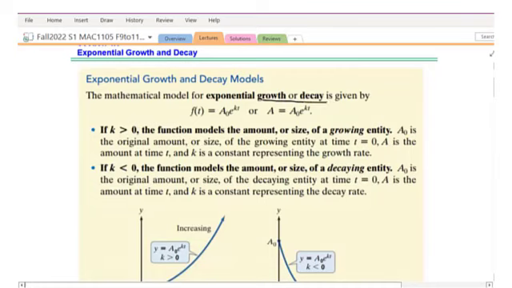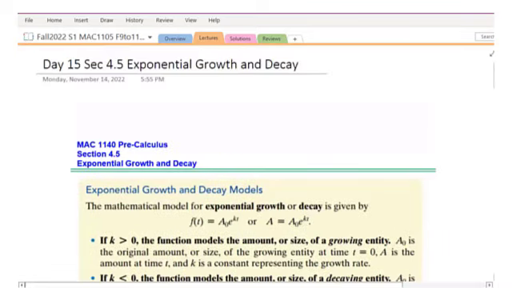And that is A equals, and then it has, oops, I'm gonna write it big up here. Hold on, my pen's being wonky. Okay. A equals A sub 0 e to the k t.